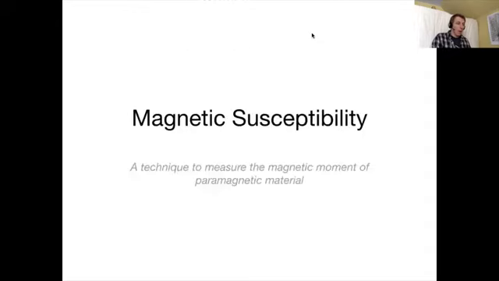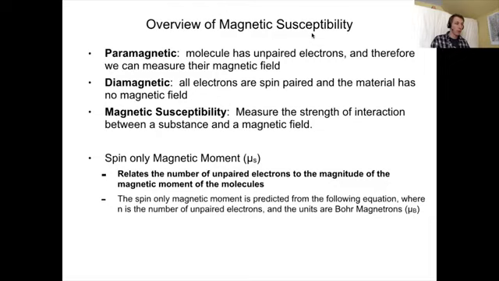So a little bit about magnetic susceptibility. This is a technique to measure the magnetic moment of a paramagnetic material. So background first, when we think about our definitions, we remember that a paramagnetic compound is a molecule that has unpaired electrons, and therefore will have a magnetic field that we can measure. A diamagnetic compound, by contrast, all the electrons are spin paired, and so there is no magnetic field, and so we can't use these techniques because there is no magnetic moment.